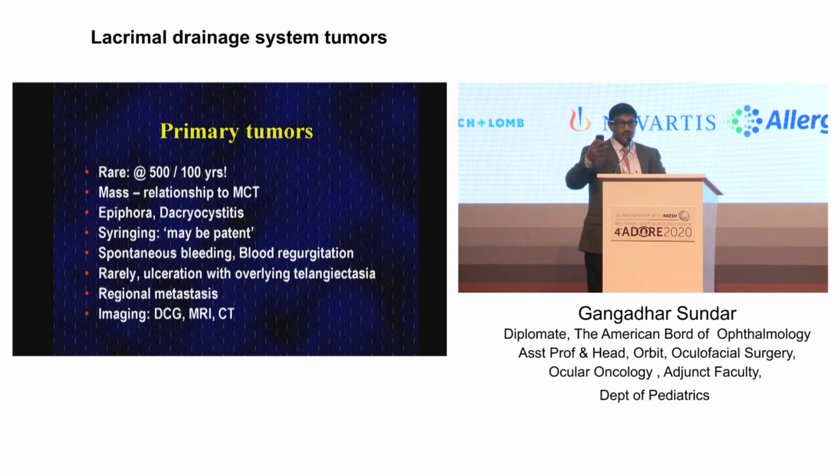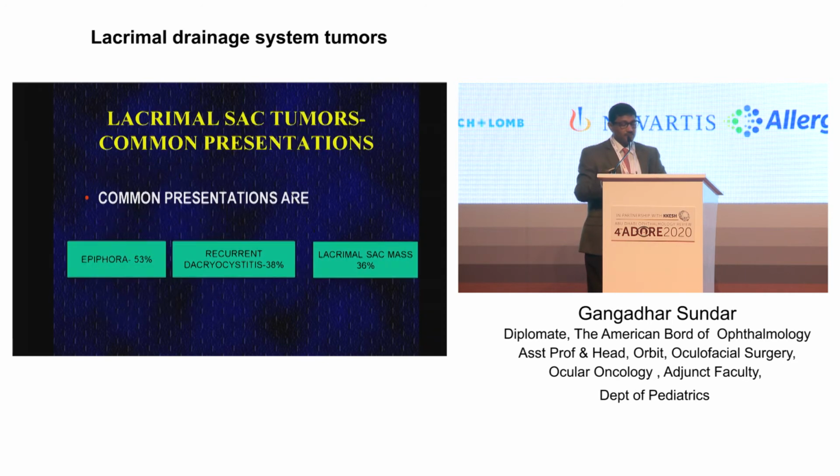Epiphora and dacryocystitis are classic presenting symptoms which can be present. Remember, sometimes you can have intraluminal tumors. Still, you can squirt fluid around it. So just because you can syringe doesn't mean that you can rule out an intraluminal obstruction itself. And very rarely you can see other pathology itself.